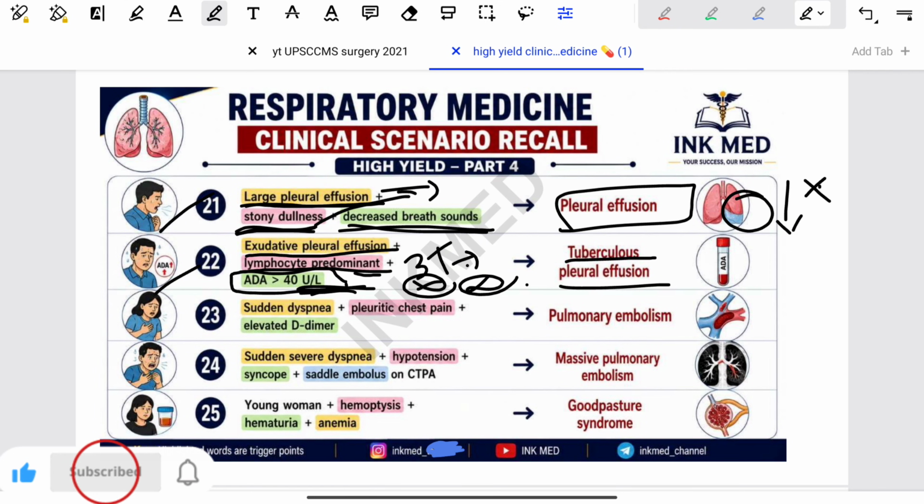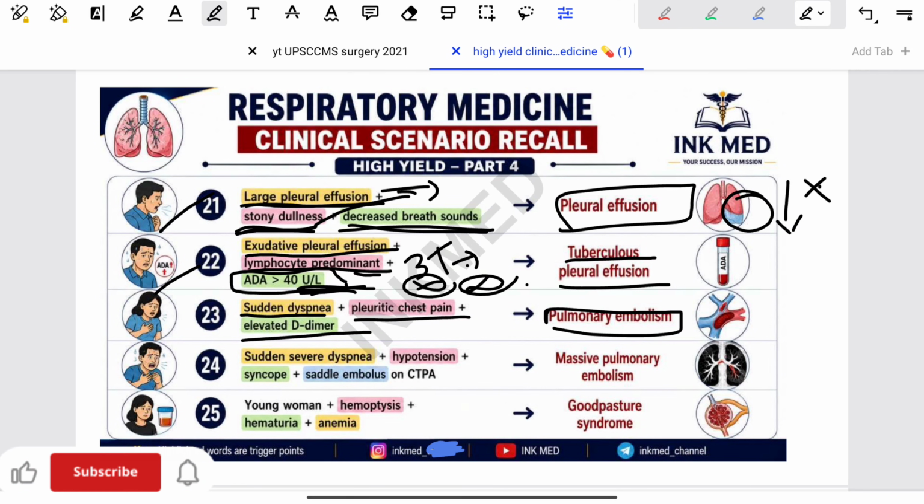Next, a patient suddenly develops dyspnea and pleuritic chest pain, and has an elevated D-dimer. Diagnosis: pulmonary embolism. Trigger words: sudden dyspnea, pleuritic chest pain, and elevated D-dimer.